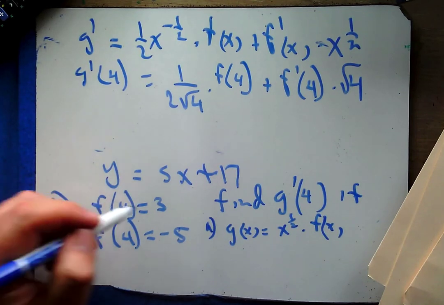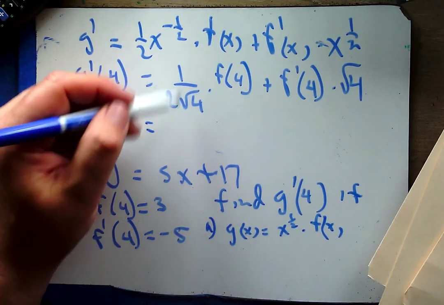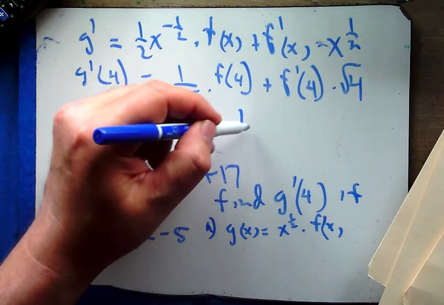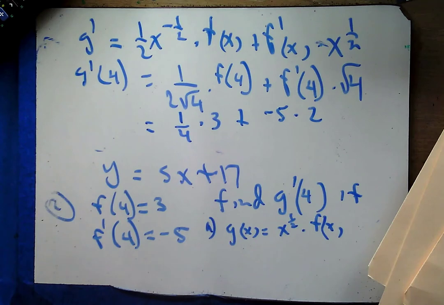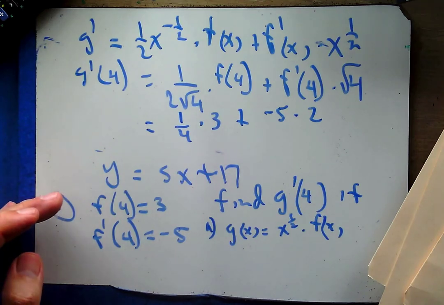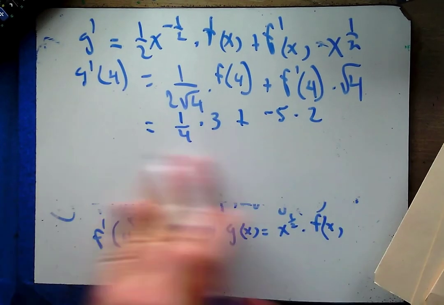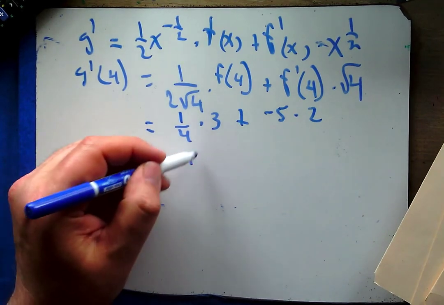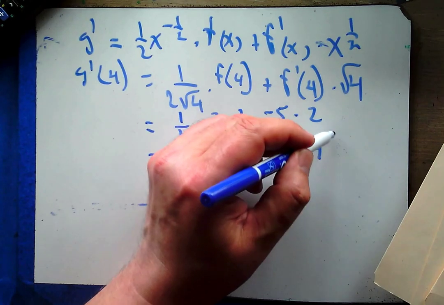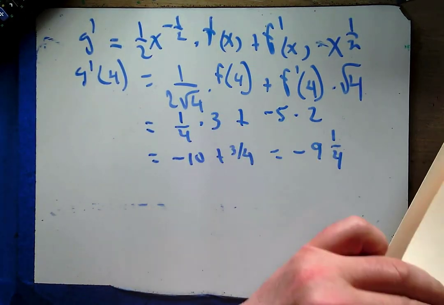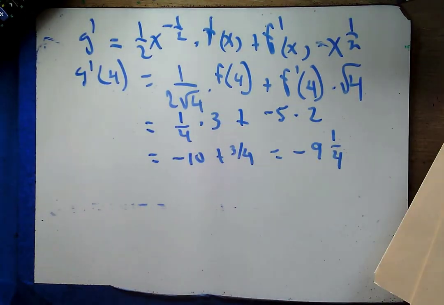Alright, f of 4 is 3. 1 fourth times 3 plus negative 5 times 2. So that's minus 10 plus 3 fourths, which is negative 37 fourths.